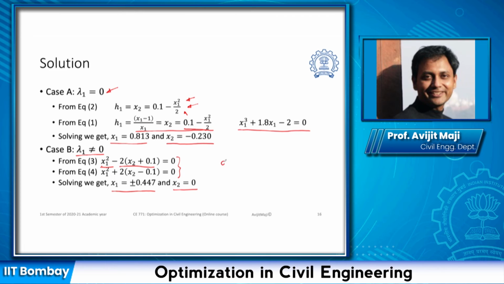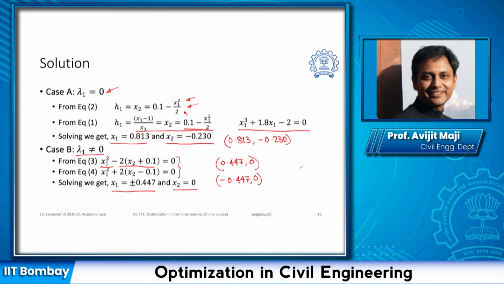One is 0.447 and 0, and the other one is negative 0.447 and 0. And from the earlier case we have one point which is 0.813 and negative 0.230. So altogether we have 3 points.